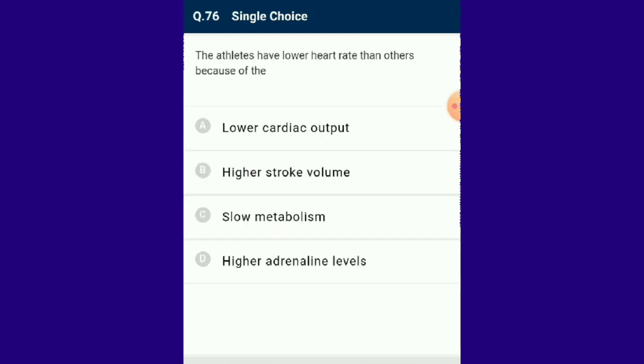Question number 76. The athletes have lower heartbeat than others because of the. Athletes perform strenuous physical activities which result in an increased demand for nutrients, oxygen, and electrolytes in their body for the cells to perform efficiently. This increased demand is sympathetic overdrive in their body, which results in an increased heart rate, increased respiratory rate, increased cardiac output. So the answer for this question is option B. Athletes have lower heartbeat rate than others because of highest stroke volume.